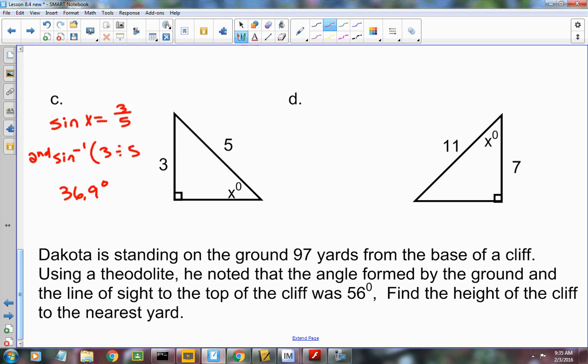Try this next one. Which trigonometric ratio are we going to use on this one? Cosine, because we have adjacent and hypotenuse, right? So we're going to do the cosine of x equals 7/11. Because we're looking for the angle, you have to use the inverse. So you have to do second cosine 7 divided by 11, and you should get 50.5 degrees.